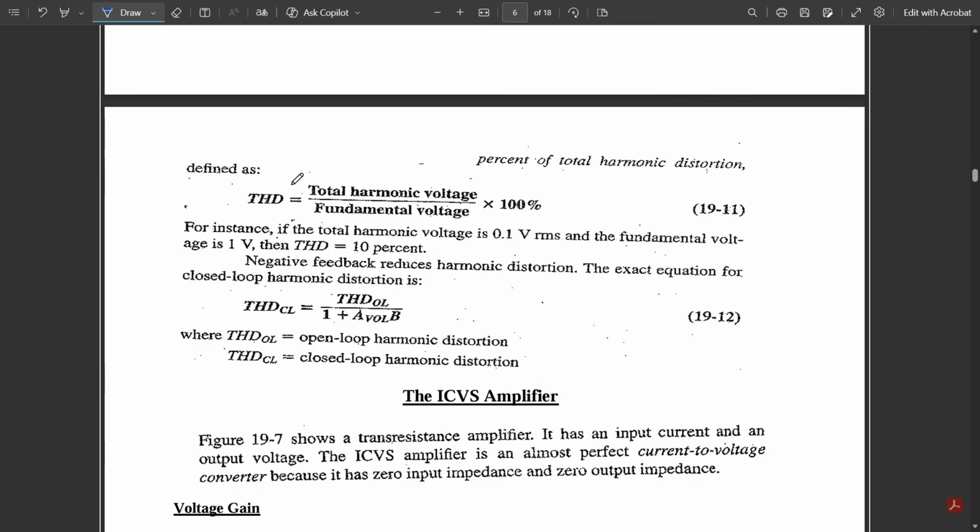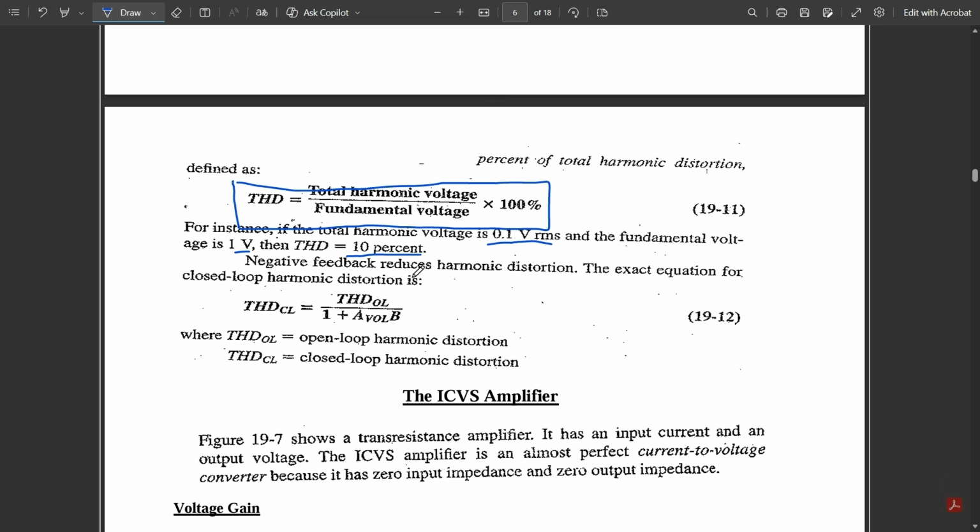So what is the total harmonic distortion defined as? This equation is also very important. In case they ask, you need to know that total harmonic distortion, THD, is defined as total harmonic voltage divided by the fundamental voltage, into 100%. For instance, if the total harmonic voltage is 0.1 volt rms and the fundamental voltage is 1 volt, then putting it in the formula, the THD is 10%.